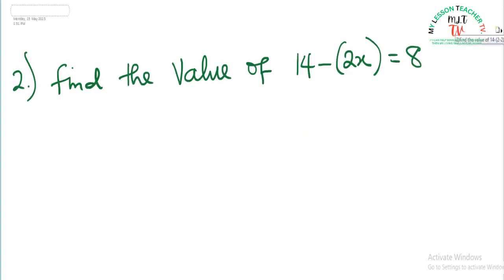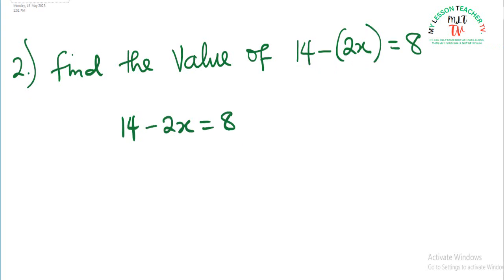We shall now take question 2. In question 2, she's asked to find the value of x, I believe so, in the equation 14 minus bracket 2x is equal to 8. Now, if 14 minus 2x is said to be equal to 8, what is x?